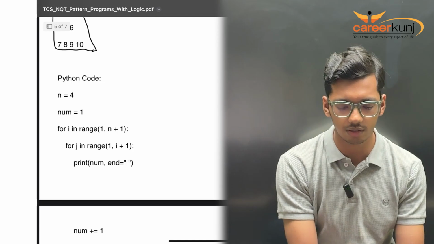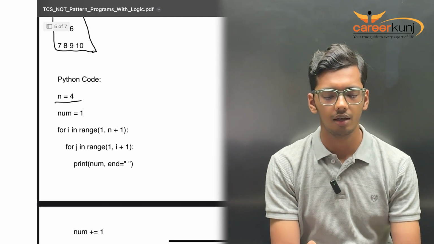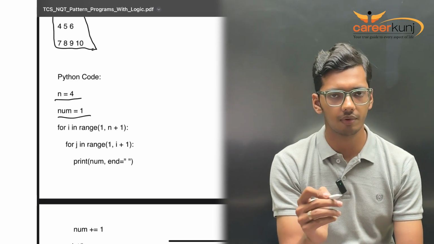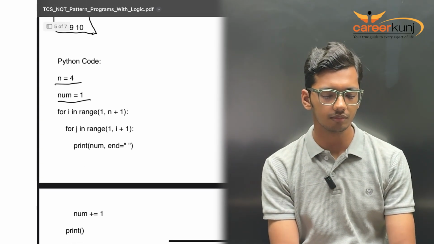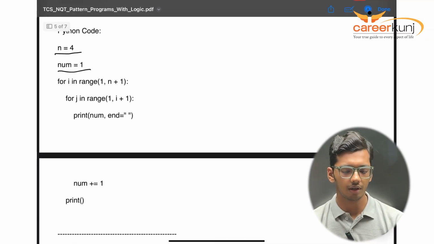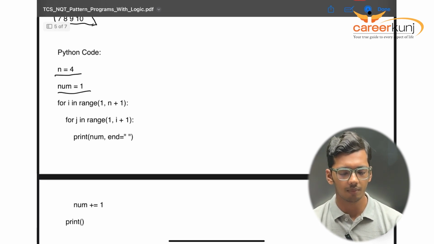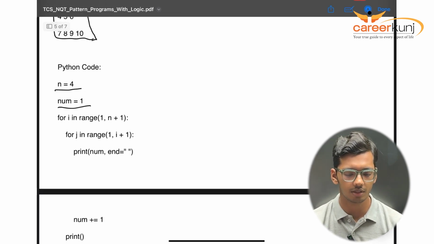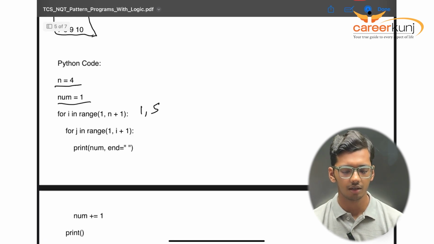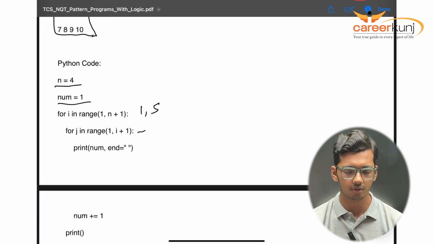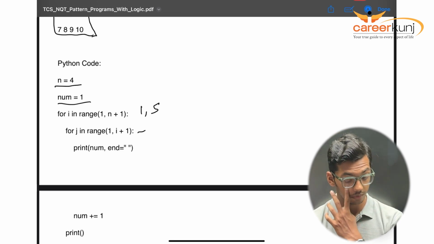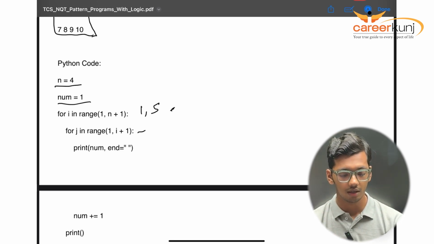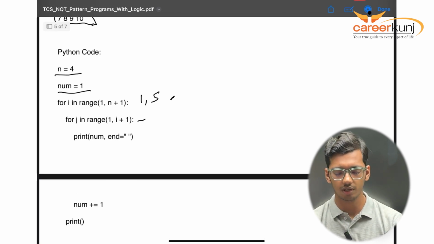So here I'll start by initializing my n as 4. num is 1. I'm using another variable. Till now we only used one main variable and one constant. For i in range 1 to n plus 1, my n is 4. That means first this will go from 1 to 5. Again, I have used another loop, for j in range 1 to i plus 1. That means whatever value of i we get, j will go from 1 to i plus 1. So let's go one by one.